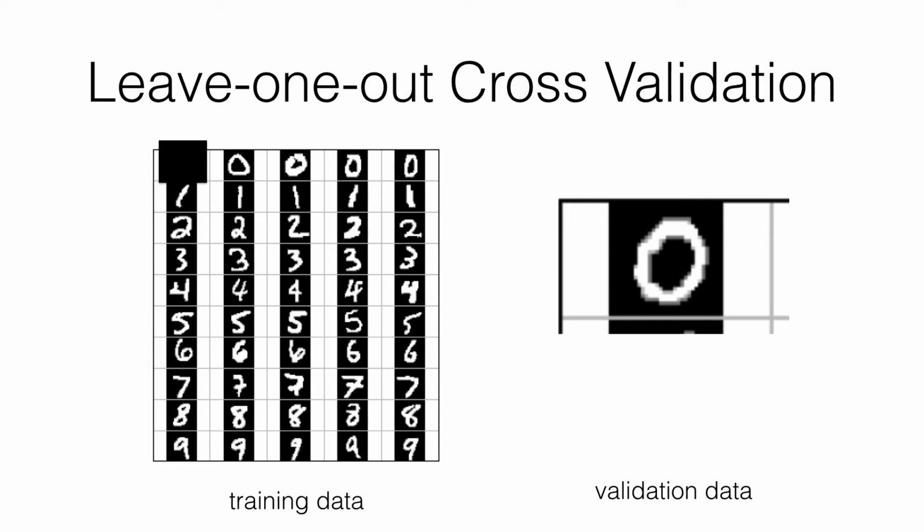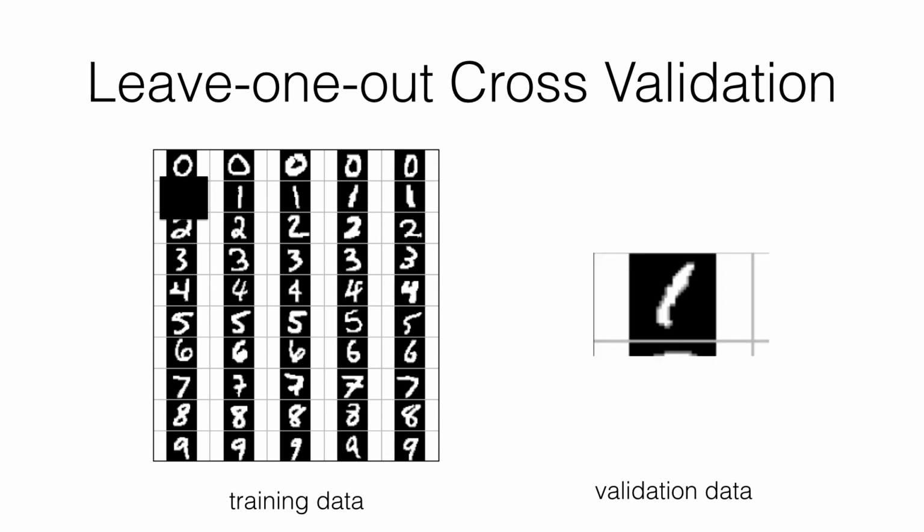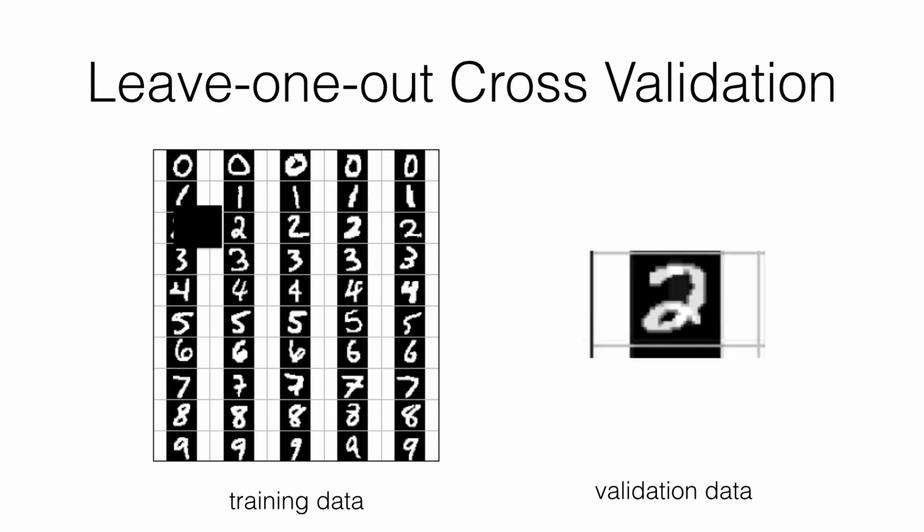We get to say, okay, did we get that one right or did we get that one wrong? And we try the next one. We hold that one out and say, did we get that one right or did we get that wrong? We keep doing this on one example at a time and sweep through the entire data set until we get basically a count of how many times, when we held out this one example, did we get it right, and how many times did we get it wrong.